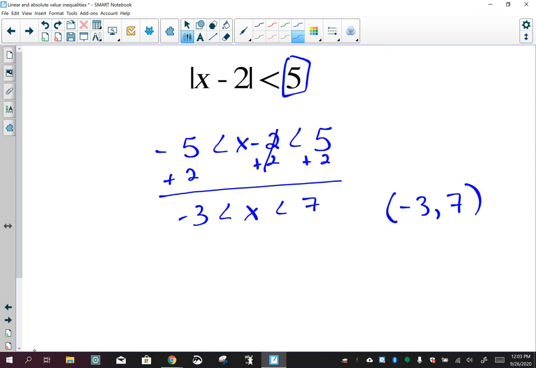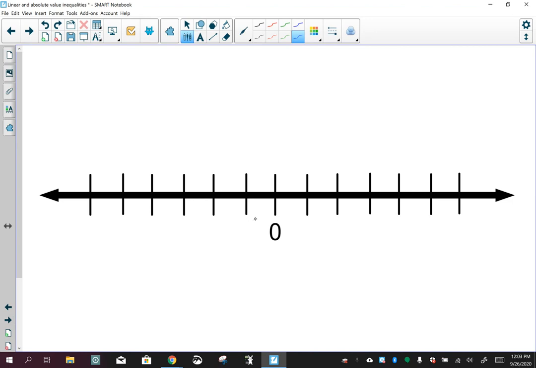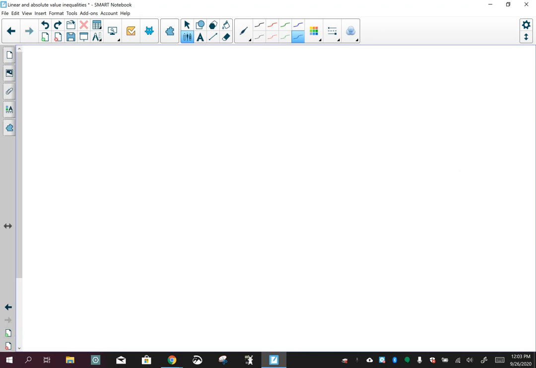So what was it? So 2, 4, 6, and 8, negative 2, 4, 6, 8. So here's my negative 3 here. There's my 7 here. And I want everything in between. All right. I think, yep, that is it.